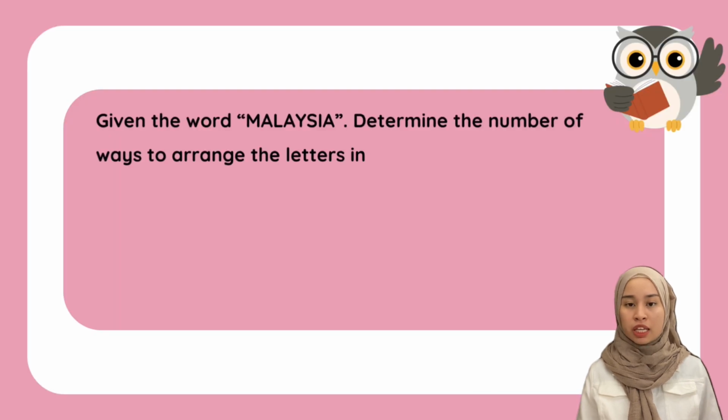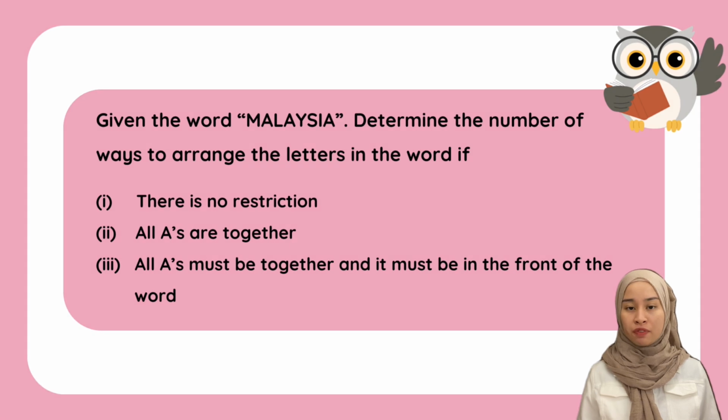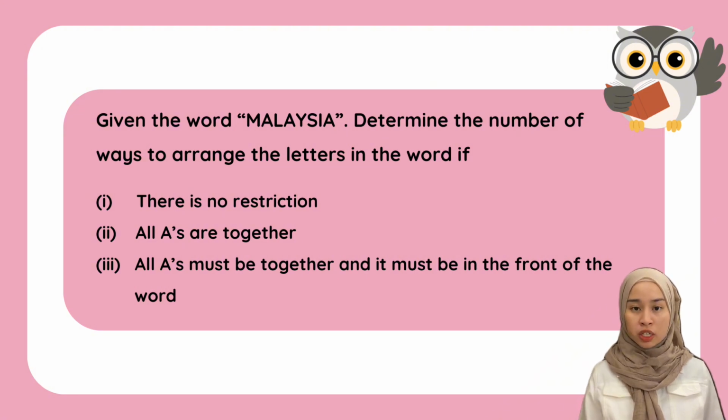Given the word Malaysia, determine the number of ways to arrange the letters in the word if, first Roman, there is no restriction; second Roman, all A's are together; and third Roman, all A's must be together and it must be in the front of the word. So now, let's do the first question, shall we?